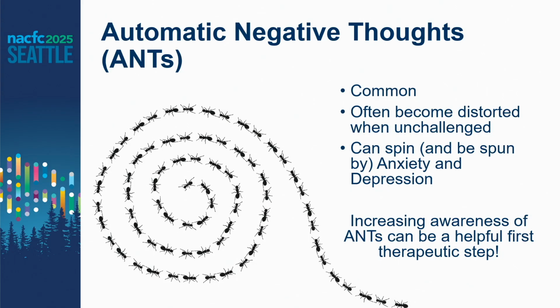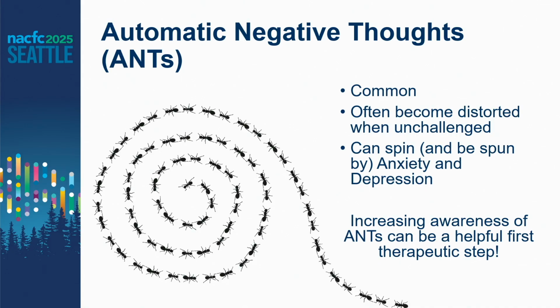So ANTs, they're pretty common. Automatic negative thoughts, not the little bugs that are on the ground. But again, they're common. Everybody has them. These are thoughts that pop up in the situation, and they're not always positive. But because they might be just so ingrained in who and how we've developed, to the point of awareness, we don't even really notice how destructive or negative they can be.